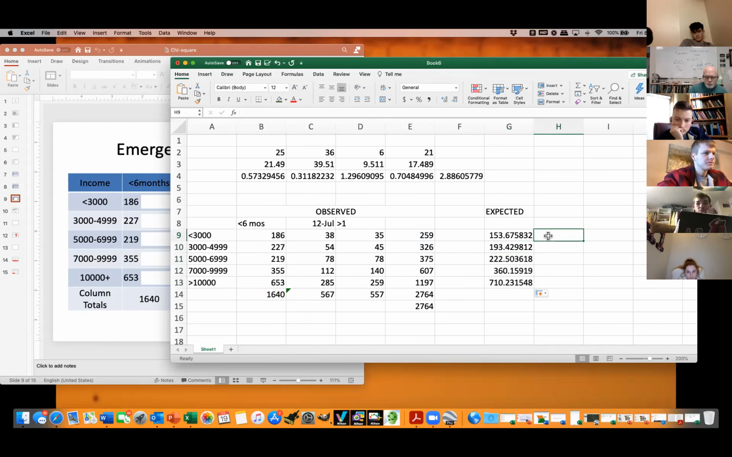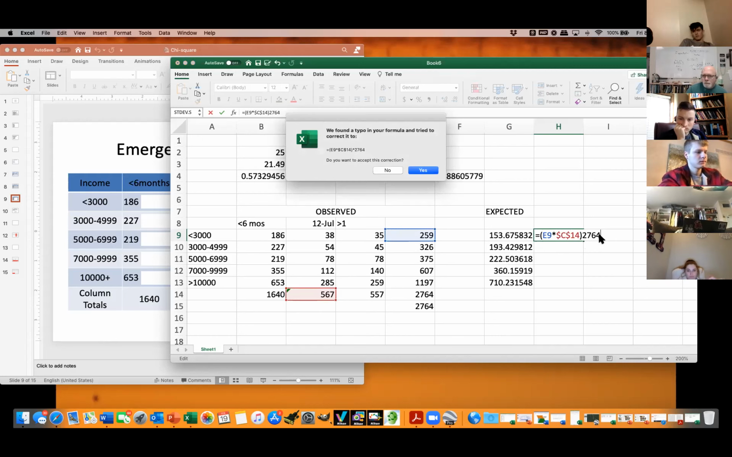Same thing here. In this case, row times column, but then we're going to make this column a fixed reference by putting a $ sign in front of the C, and a $ sign in front of the 14. And then once again, divide that by 2764.